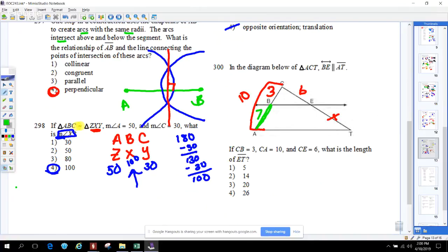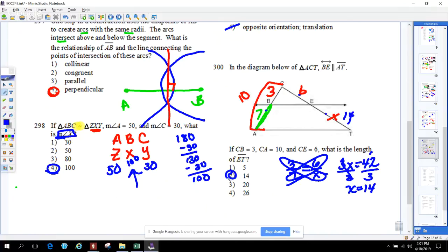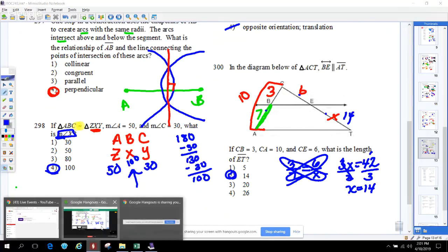So then this is side splitter theorem. All you do is top divided by bottom equals top divided by bottom. 3 divided by 7 equals 6 divided by x. Cross multiply. 3x equals 42. Divide by 3. X equals 14. And that's exactly what we need.